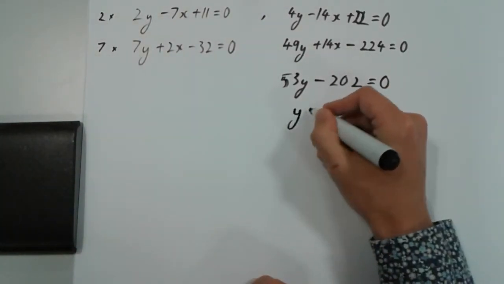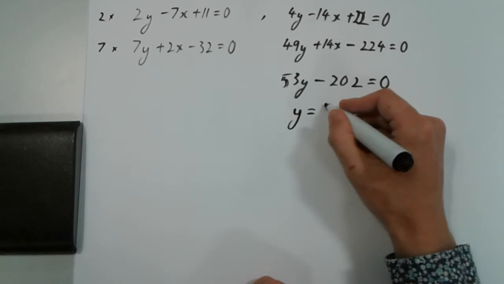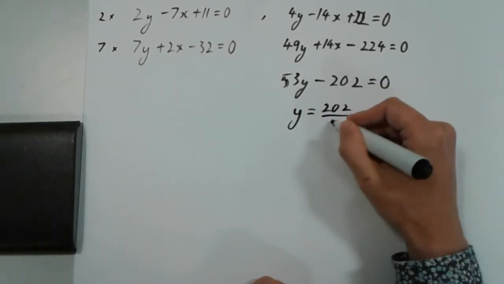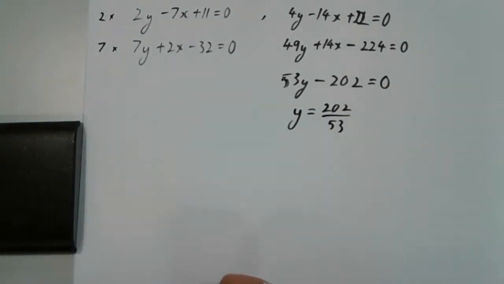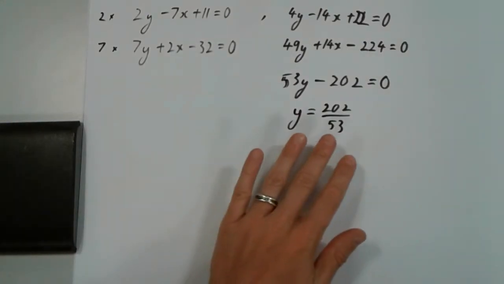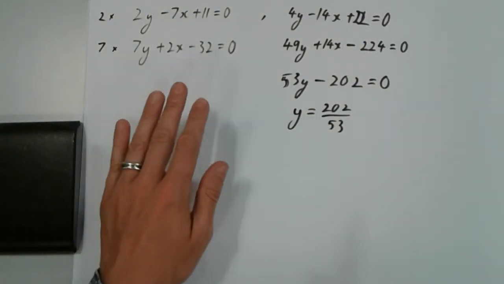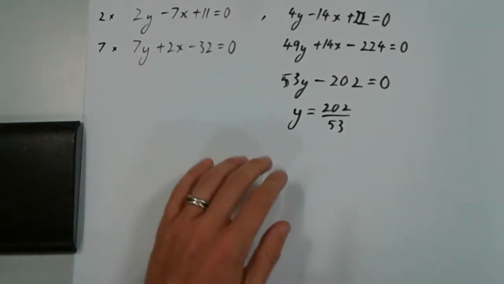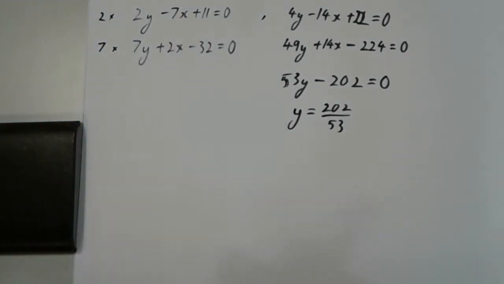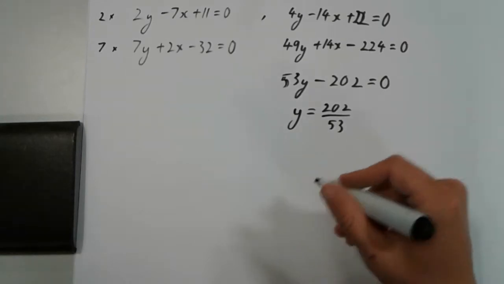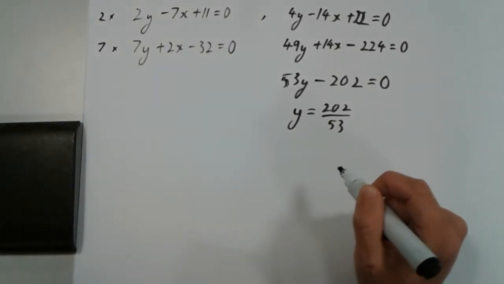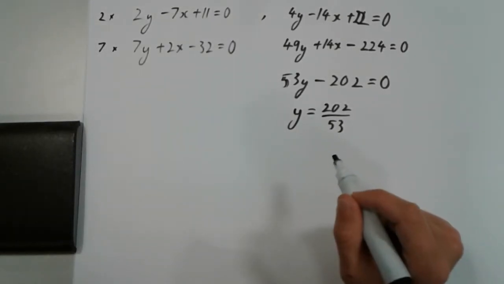Solving this gives me y is equal to 202 over 53. That's a really ugly number, but we can just keep that nice and exact. And this is why generally we do it on the calculators. It doesn't matter how horrible the number is, it's often much, much quicker to do it that way on your calculator. Okay. We've got our y coordinate, and now we can find the x coordinate.